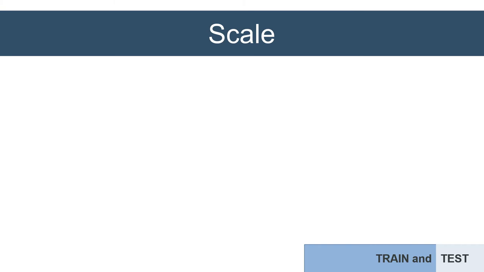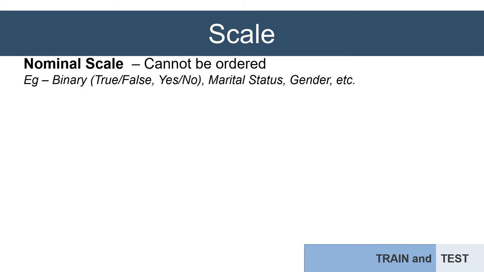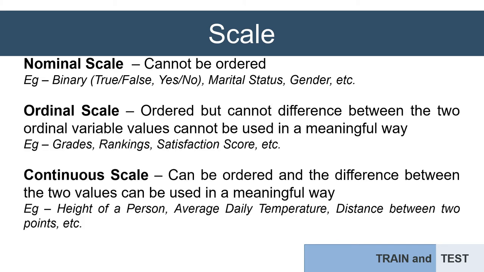Another type of classification of variables could be based on scale, and there are three primary classifications in this, that is nominal, ordinal and continuous. The nominal would be the ones which cannot be ordered. For example, binary variables like true or false, yes or no, and other non-ordered values like marital status, gender, etc.